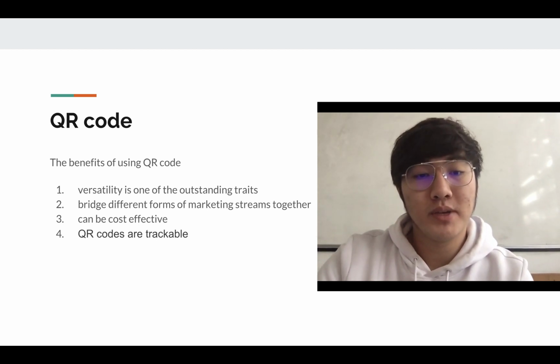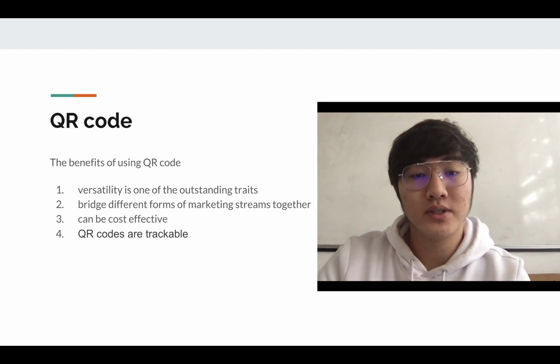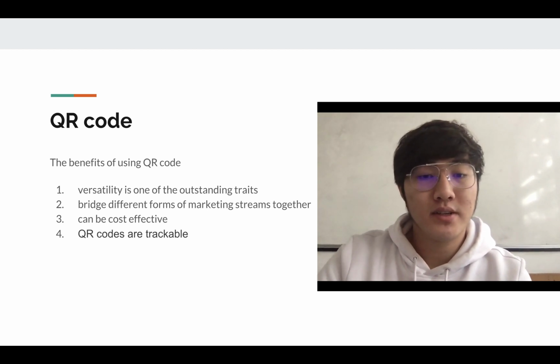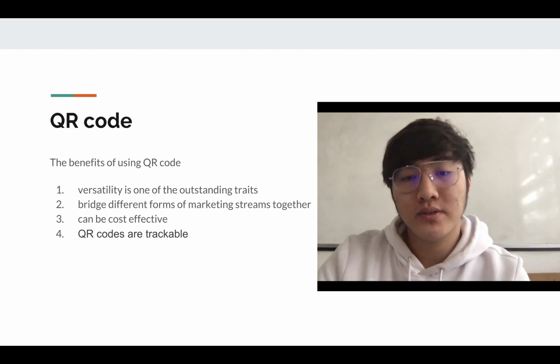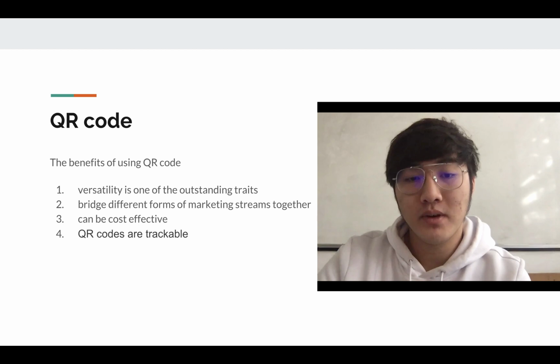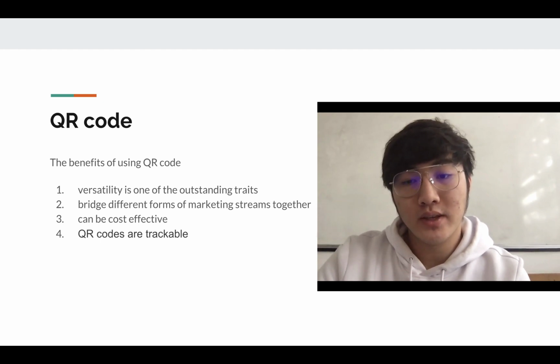Also a very big advantage of the QR code is that it doesn't cost anything by itself. Using web analytics and using unique codes for different placements, marketers can gain valuable information about how well campaigns are going and what works.